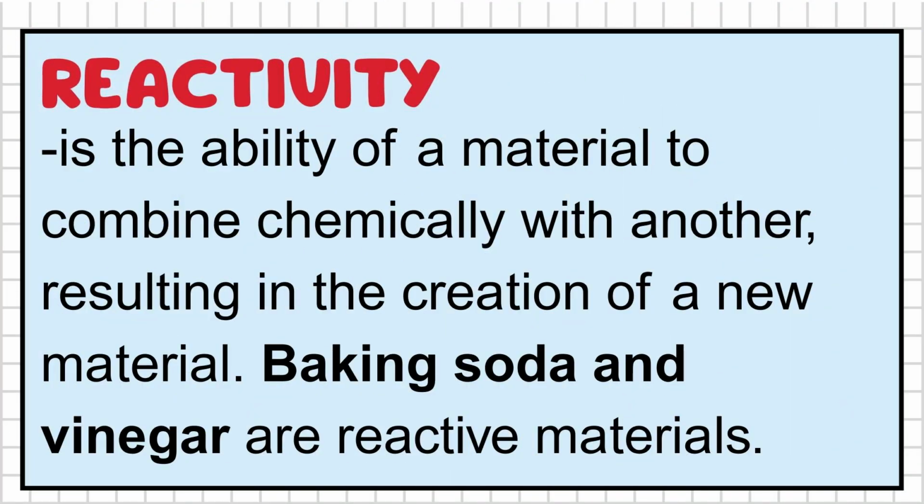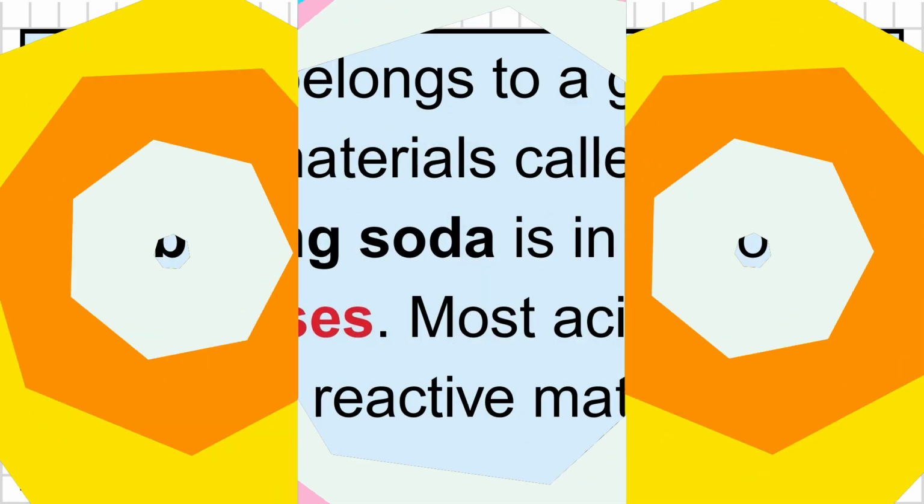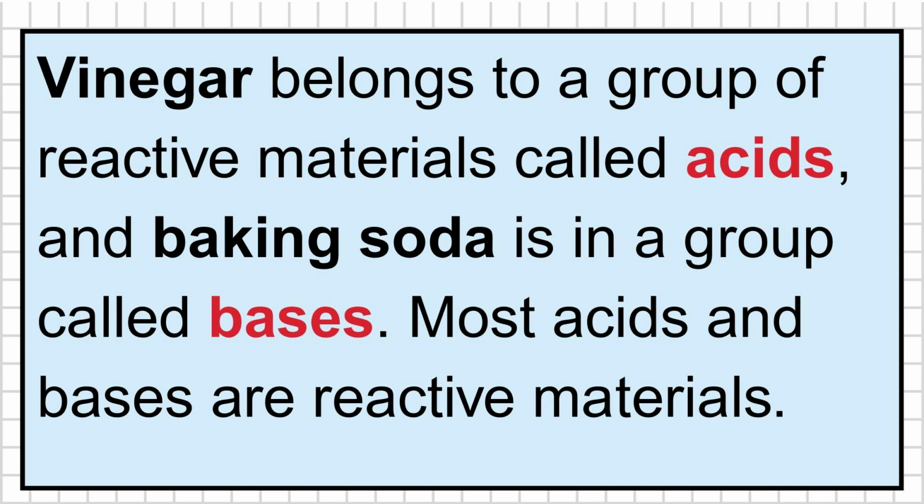Reactivity is the ability of a material to combine chemically with another, resulting in the creation of a new material. Baking soda and vinegar are reactive materials. Vinegar belongs to a group of reactive materials called acids, and baking soda is in a group called bases. Most acids and bases are reactive materials.